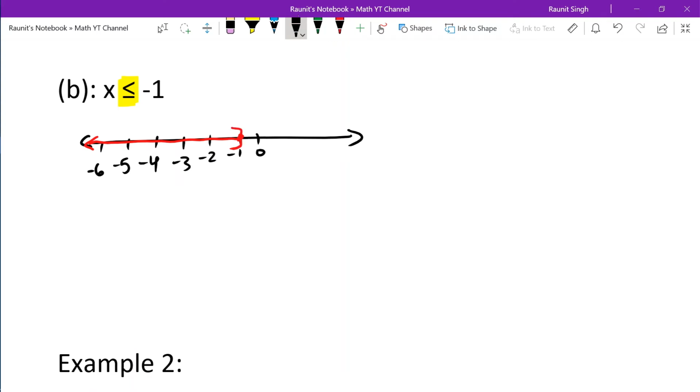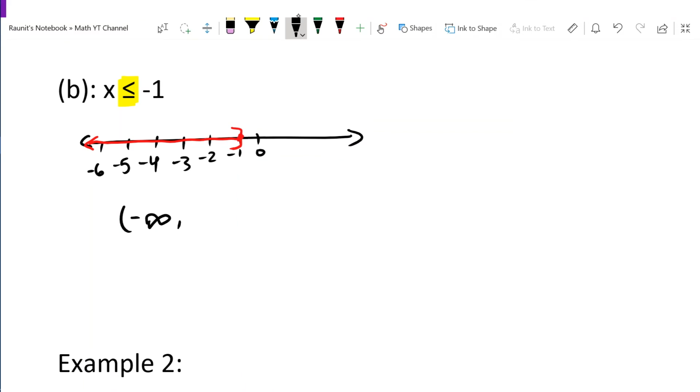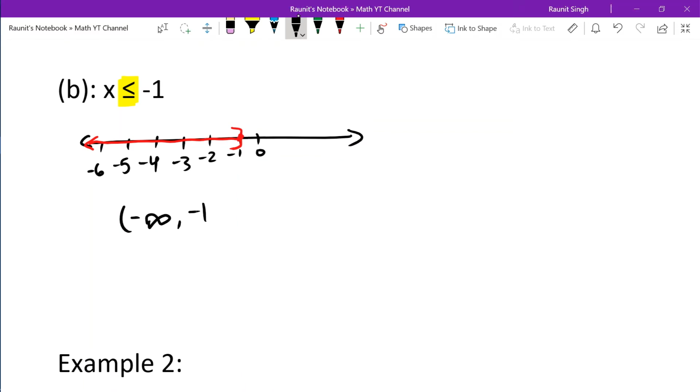The interval notation for this is parentheses, -infinity, comma, -1. That is the interval notation for this.